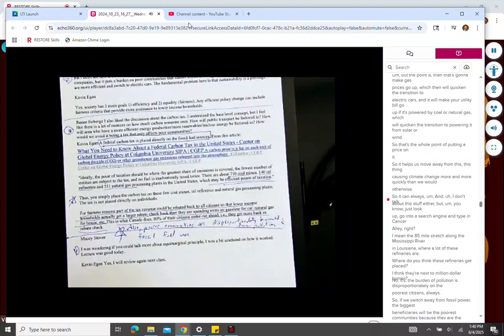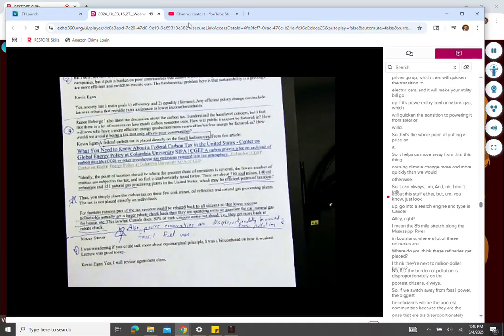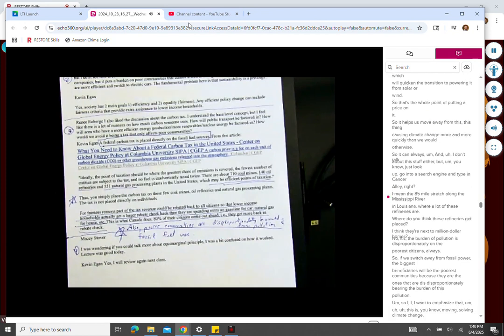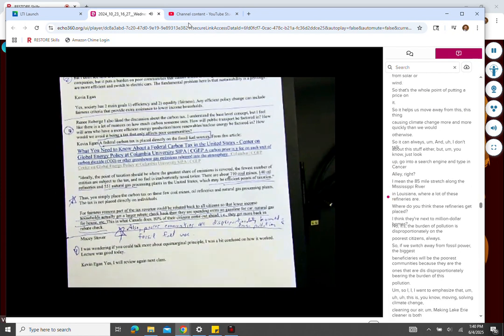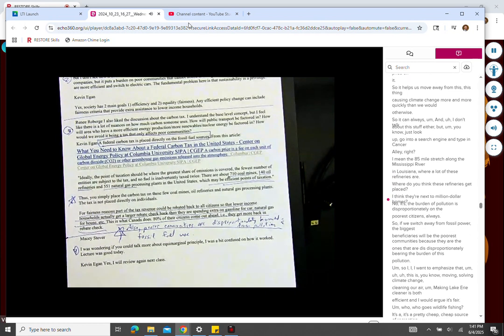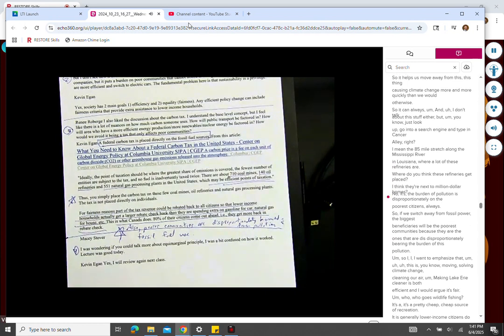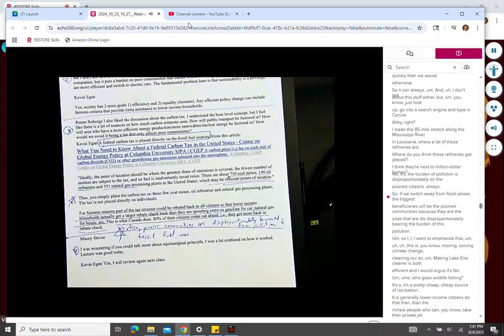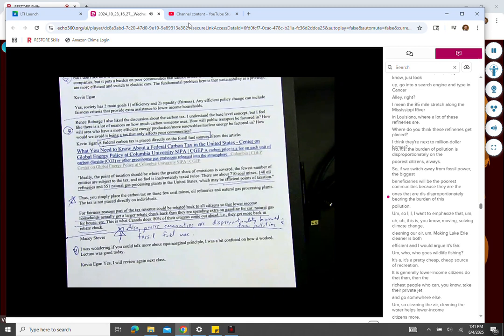I don't talk about this enough either, but just go into a search engine and type in Cancer Alley. There's an 85-mile stretch along the Mississippi River in Louisiana where a lot of these refineries are. Where do you think these refineries get placed? You think they're next to $1 million homes? No, the burden of pollution is disproportionately on the poor citizens, always. So if we switch away from fossil power, the biggest beneficiaries will be the poorest communities, because they are the ones disproportionately bearing the burden of this pollution.